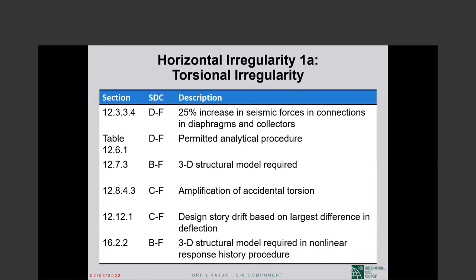Anyway, where I am now I am not exactly sure, but you will get more details on this. 25% increase in seismic forces in connections in diaphragms and collectors. It requires more detail. I'll provide more detail. Maybe it is coming up. I think it is coming right up.